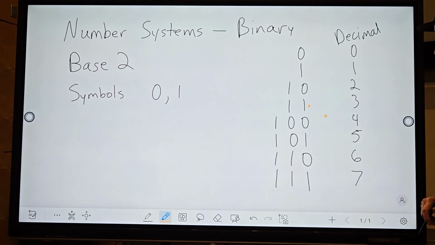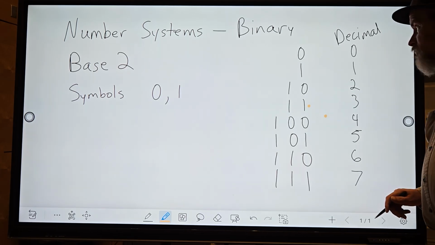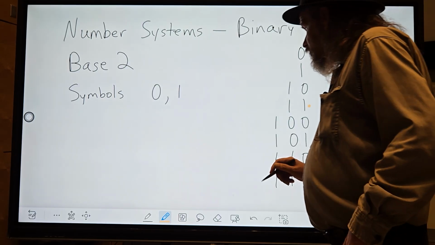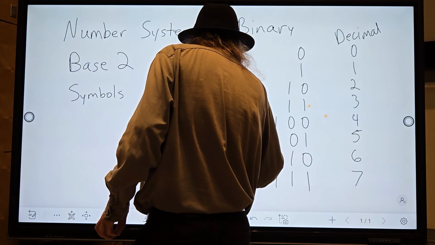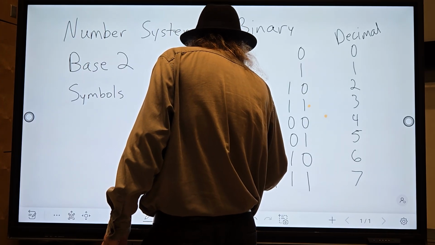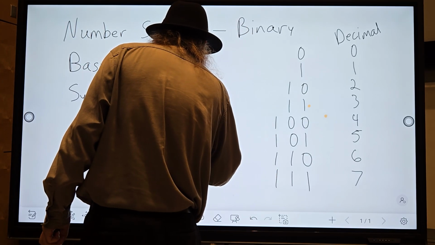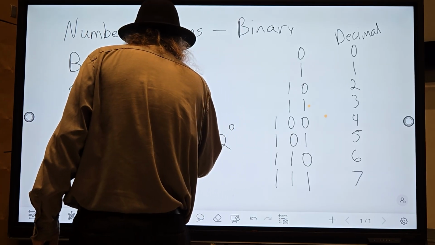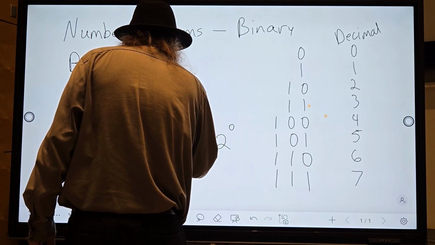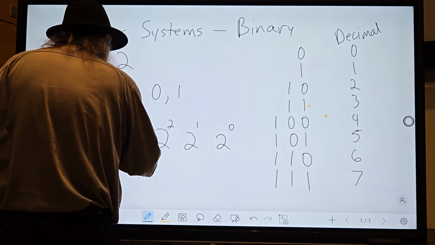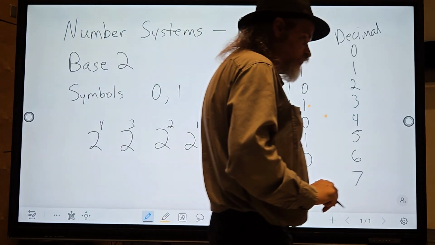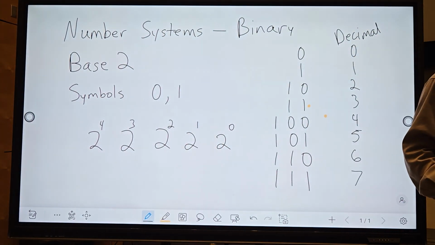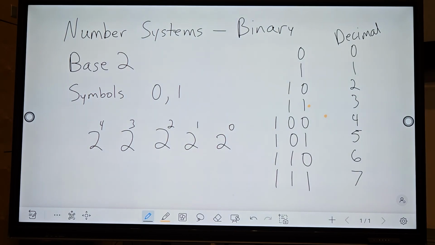So, like base 10, to convert a binary number to base 10, you have the number of the base raised to the 0th power, the base raised to the first power, 2 to the second power, 2 to the third power, 2 to the fourth power, etc. Those are the values of the different positions of the symbols.